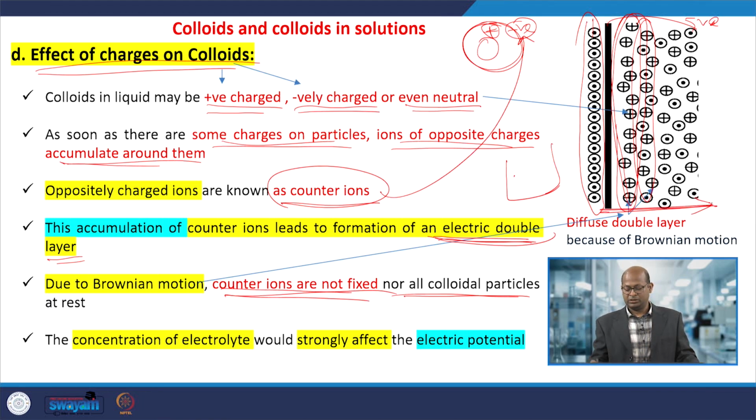If we consider the distance, within these particular layers the electrical potential would be strong enough at this surface or this location, and from here to there it would be gradually diluted. The concentration of the electrolytes would strongly affect the electric potentials.